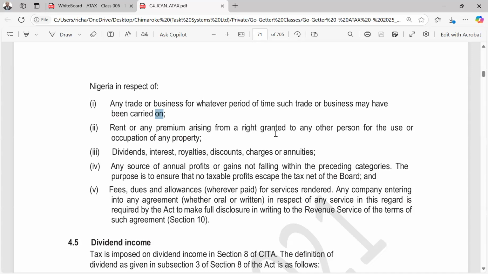So even though the dividends and the interest may look like the same thing, maybe you gave the company the same amount of money and they promise you the same interest or dividends, they are different things. Then we have royalties. Royalties is like what you pay for the use of another person's property.